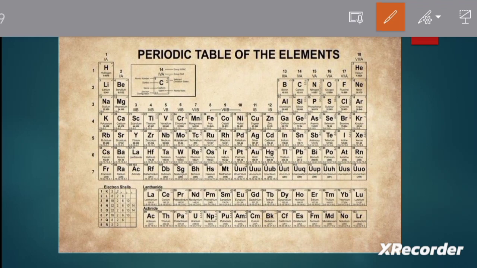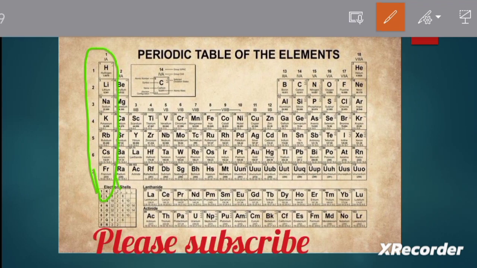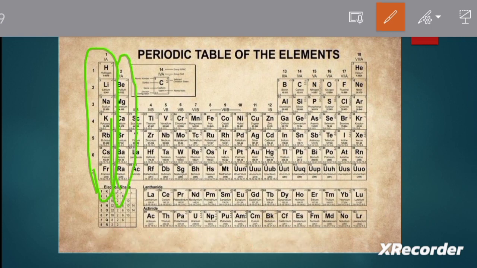Groups in the modern periodic table have names. That means group 1 elements are known as alkali metals. Group 2 elements are known as alkaline earth metals. And group 18 elements are known as noble gases or rare gases. Then groups 16 and 17 also have different names. Group 16 elements are known as chalcogens. Halogens are in group 17.